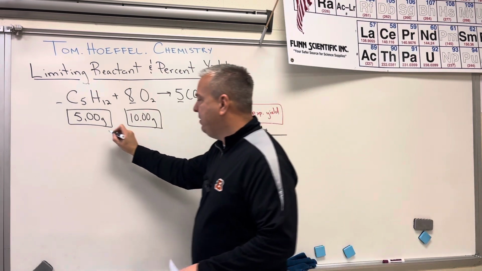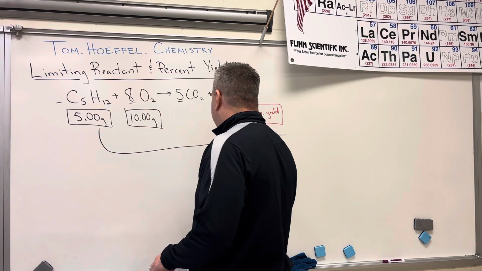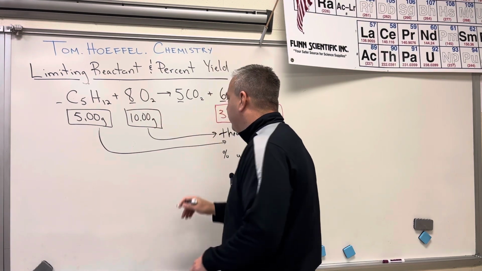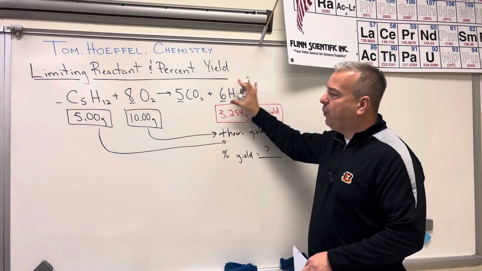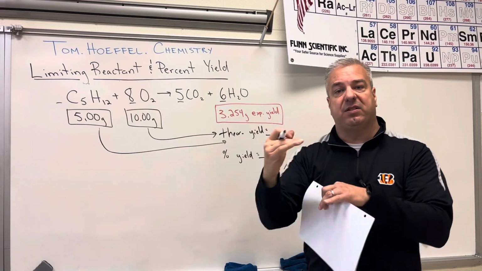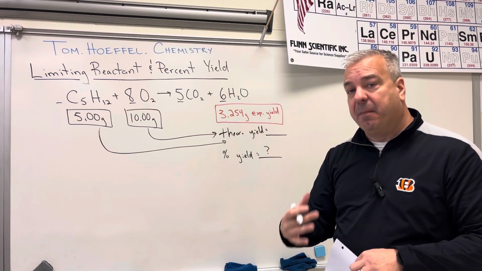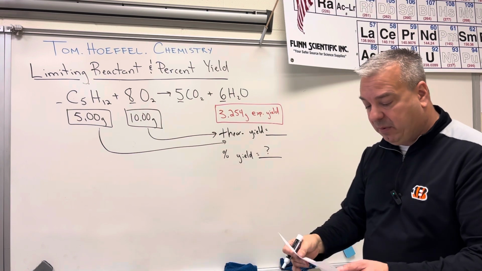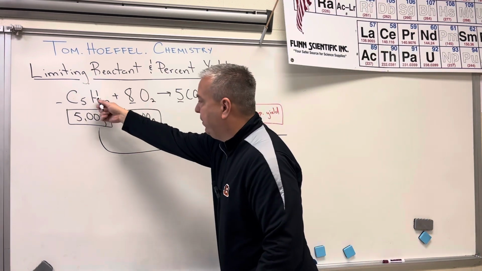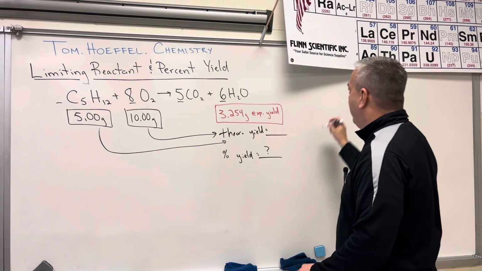And the way I'm going to do that is by converting both of these over, okay, into the compound of water, and whatever one's the lower of the two, that one is going to be my theoretical yield. So let's get right into it. I'm going to start out by converting the pentane into water.